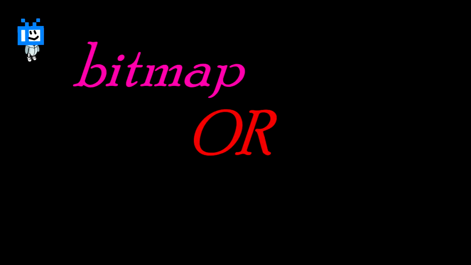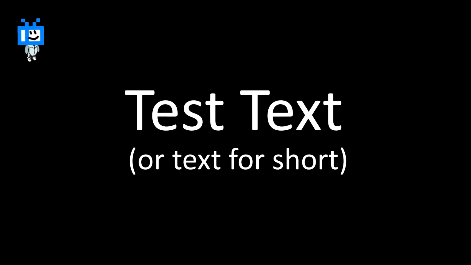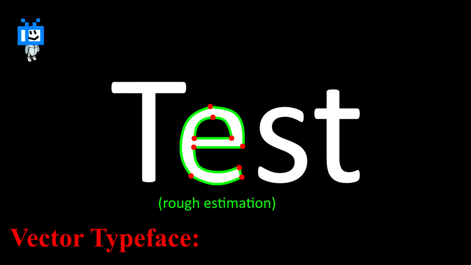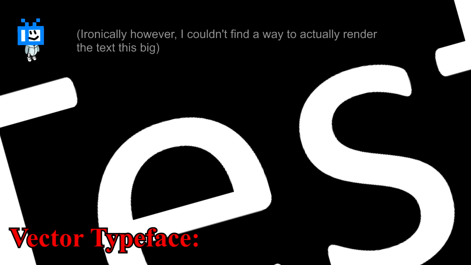Now here's the second sin we're gonna commit. We'll be working with bitmap or raster typefaces. Modern digital fonts mostly use vector typefaces where the glyphs are made of points and curves that connect them. This makes them scalable, and that's why they don't look pixelated no matter how much you zoom in.